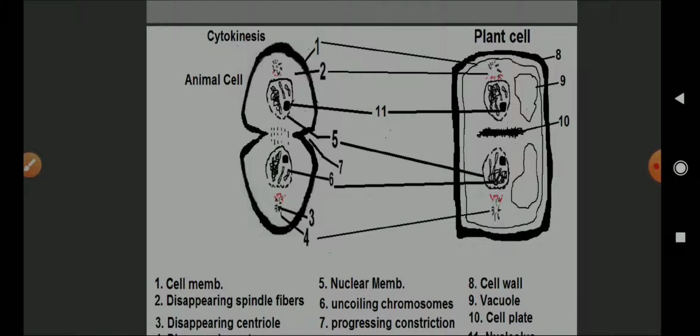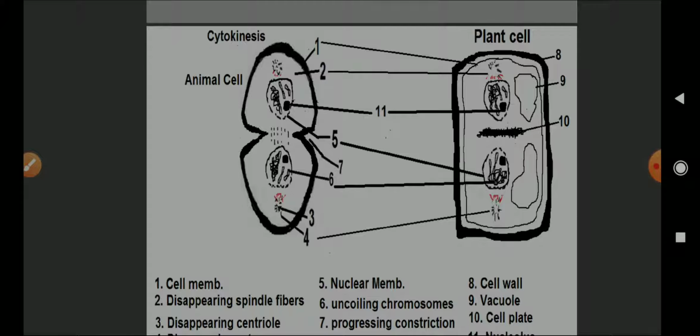You can see here nucleolus is forming, number 11 is nucleolus, number 6 is uncoiling of the chromosome, then number 5, that is the nuclear membrane appearing. Centrioles and spindle fibers are detaching and disappearing. So this is what it looks like in the process of cytokinesis.